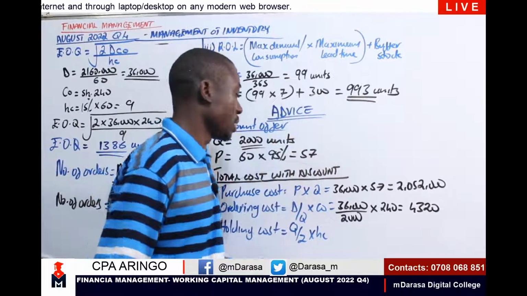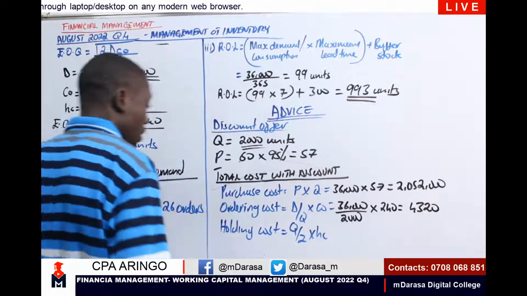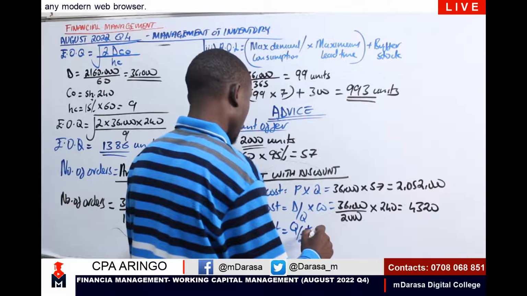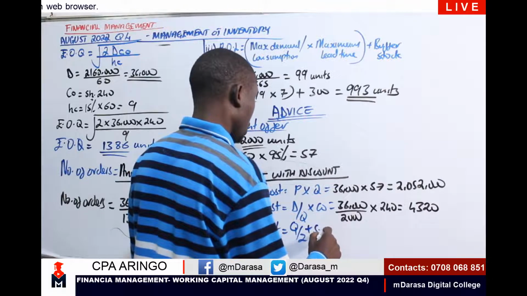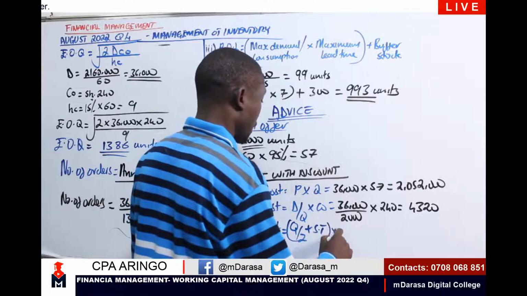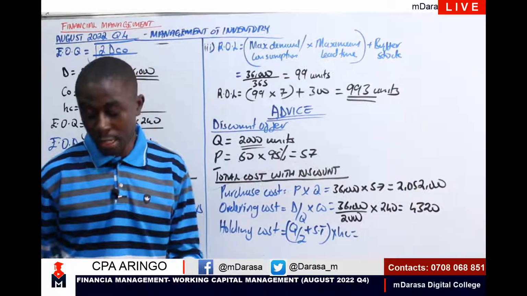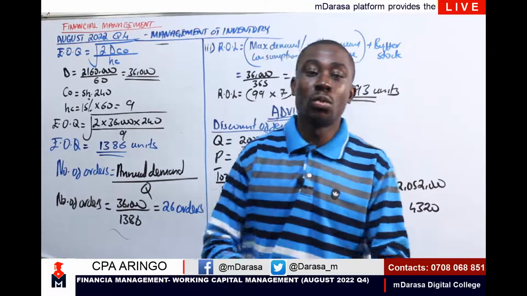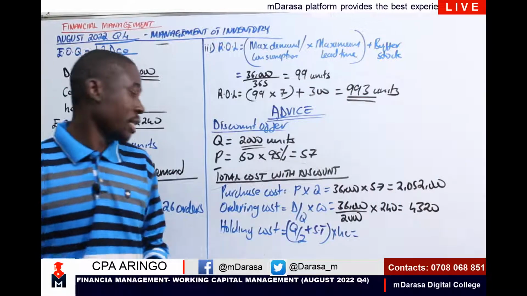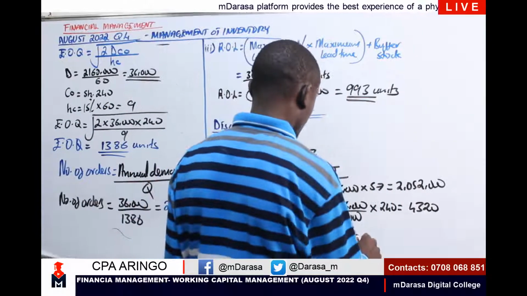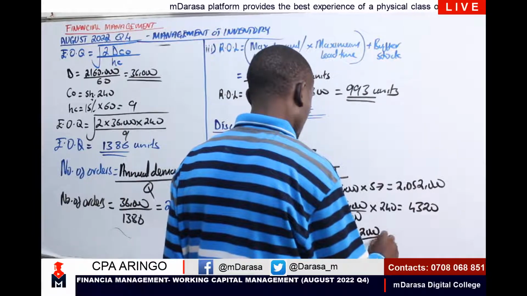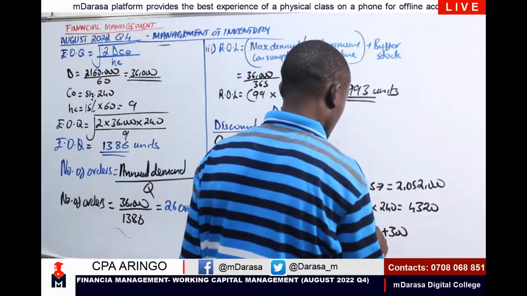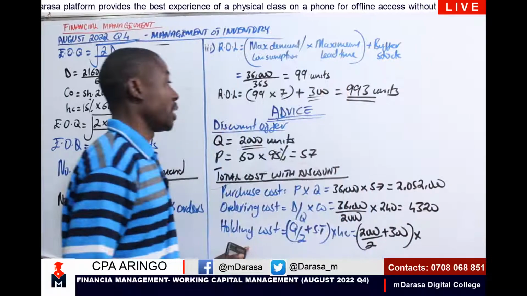So these are safety units, so we can incorporate it. Actually, let us incorporate it. In that case, my holding cost here will change. I'll be having Q over 2 plus safety stock, times HC, because at any given point in time I'll be holding this inventory, with the new offer or not. So that should give us Q, which is 2,000, divided by 2, plus the safety stock of 300 units, times now our HC. Our HC now will change.